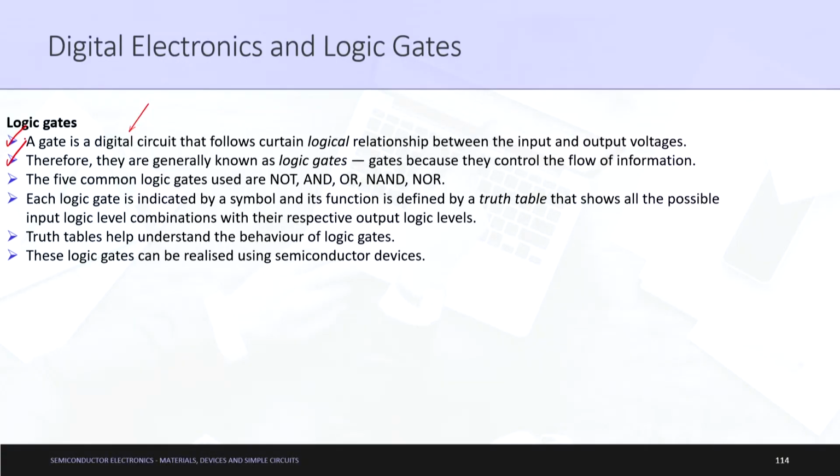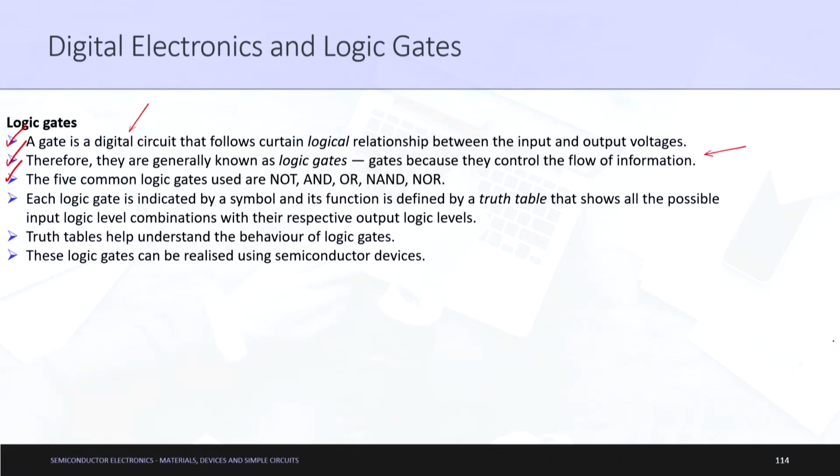Therefore, they are generally known as logic gates. Gates, because they control the flow of information. Depending upon the combination of the inputs entering, it depends which output will flow forward. The 5 common logic gates used are NOT, AND, OR, NAND and NOR. Each logic gate is indicated by a symbol, and its function is defined by a truth table that shows all the possible input logical level combinations with their respective output logic levels. Truth tables help understand the behavior of logic gates.